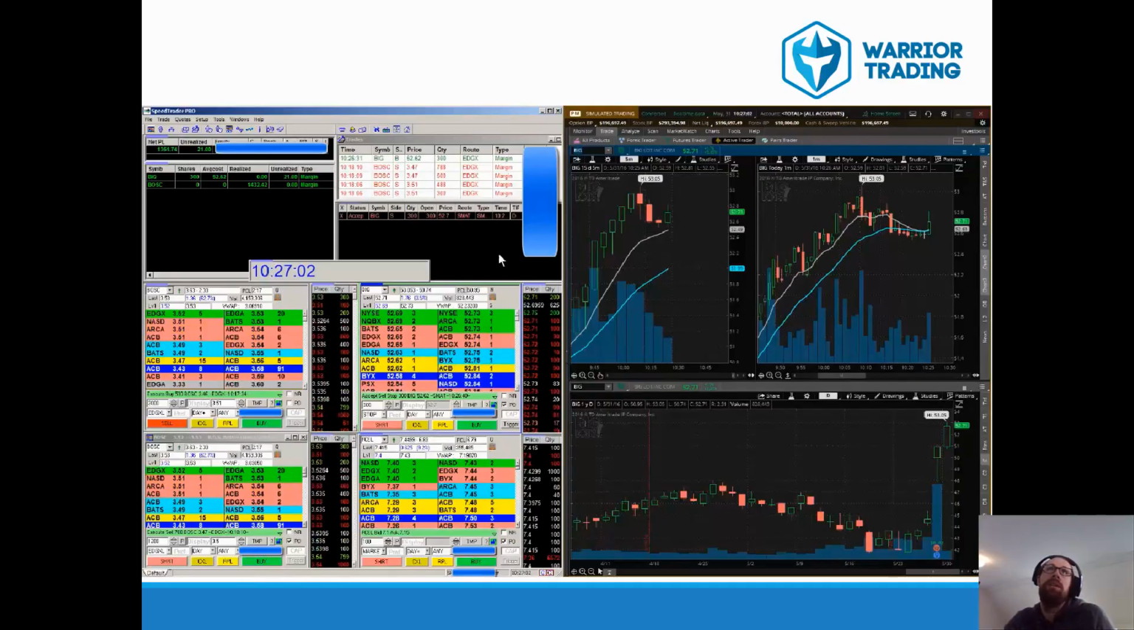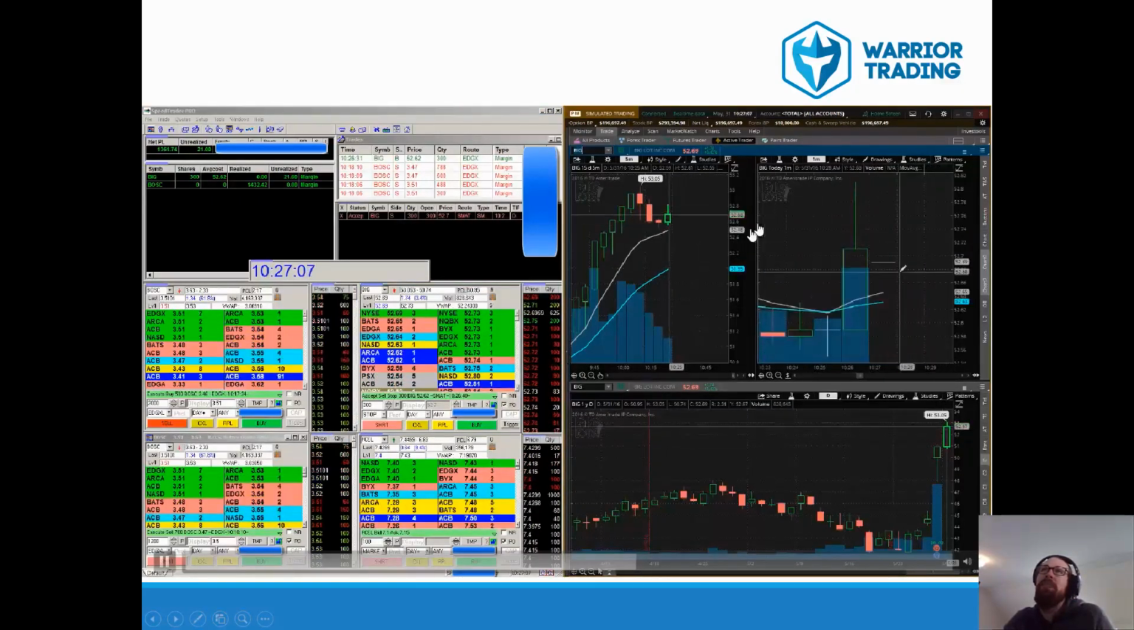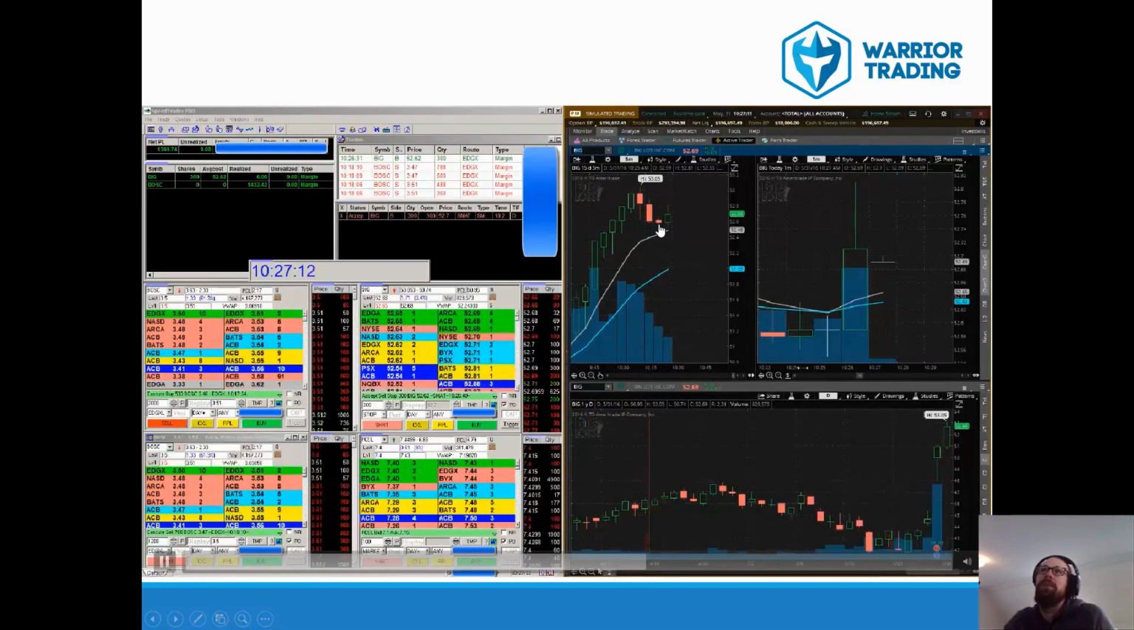Don't risk a loss. If it works, it works. If it doesn't work, no big deal. I'm only in with 300 shares. I'm not even being aggressive on this one. But the 5-minute setup is solid. It's the first 5-minute candle to make a new high, which is really good.